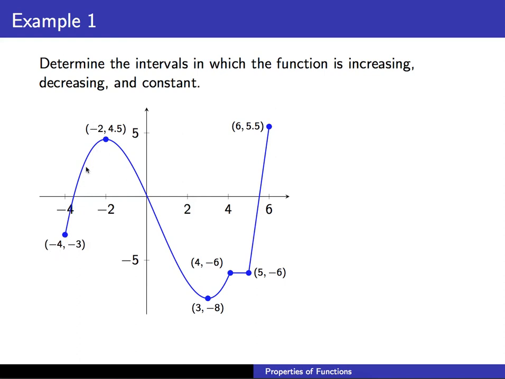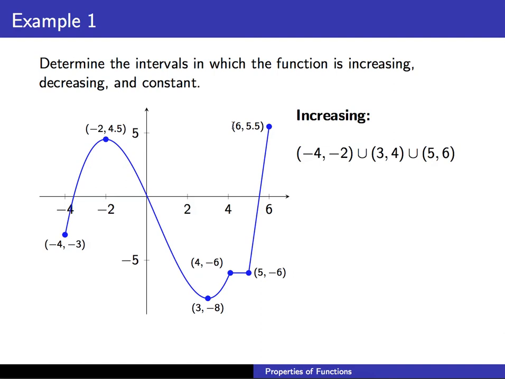From -4 to -2, we notice that our graph, our y values, are going up in value. Starting at -4, our y value was -3. At -2, it was 4.5. So our y values went up from -3 to 4.5. So we're increasing from -4 to -2. We're also increasing from 3 to 4. And finally, we're increasing yet again from 5 going all the way up to 6.